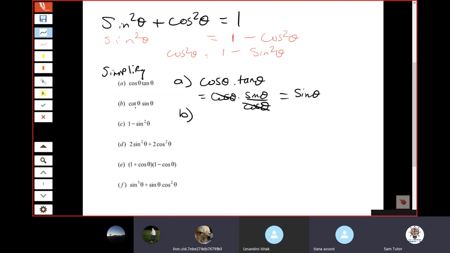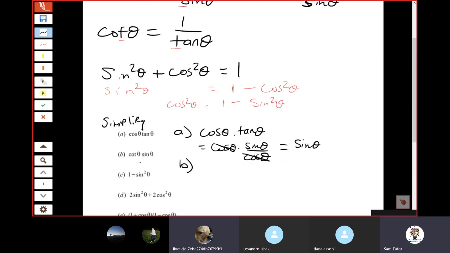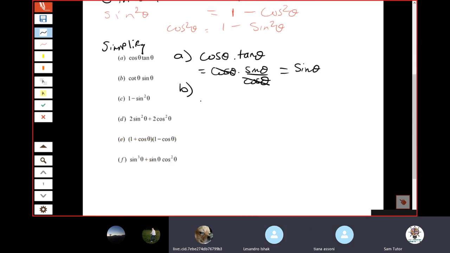Cot theta is cos over sine theta. Tan is sine over cos, and cot is cos over sine, or 1 over tan. Now, which one should you use? You see how this one has a sine next to it. If you had chosen 1 over tan, you're not going to be able to simplify that. It doesn't really help. But if you chose cot as cos over sine multiplied by the sine, the sine thetas cancel out and you'll be left with cos theta. That makes sense? Yep.